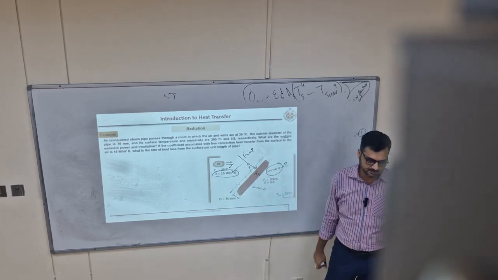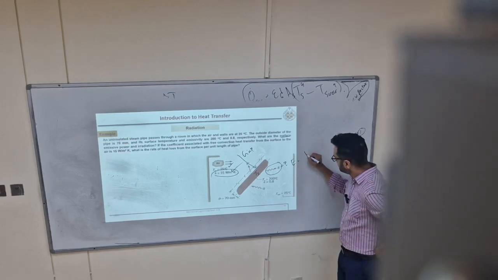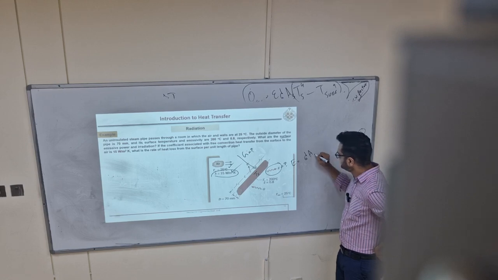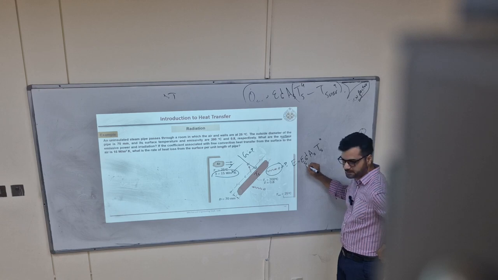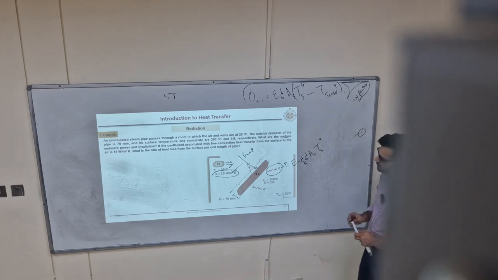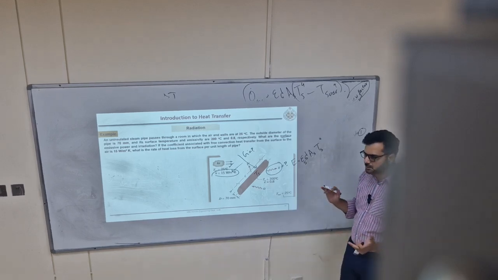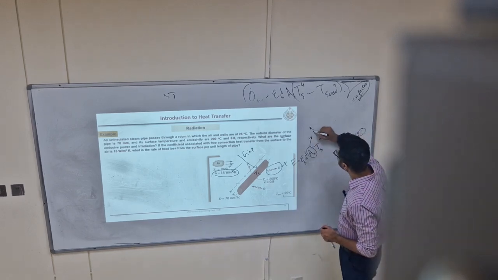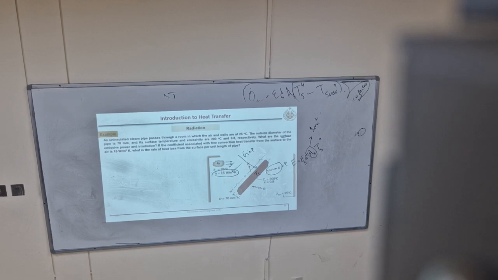Only leaving the surface. So we know what E is. Epsilon, area, sigma, Ts to the power 4. Yes, emissivity of the surface, area of the surface. If area is not given, because here length is not given, it's very simple. Assume 1 meter square, just like in thermo. If mass is not given, we assume 1 kilogram of mass. All right.